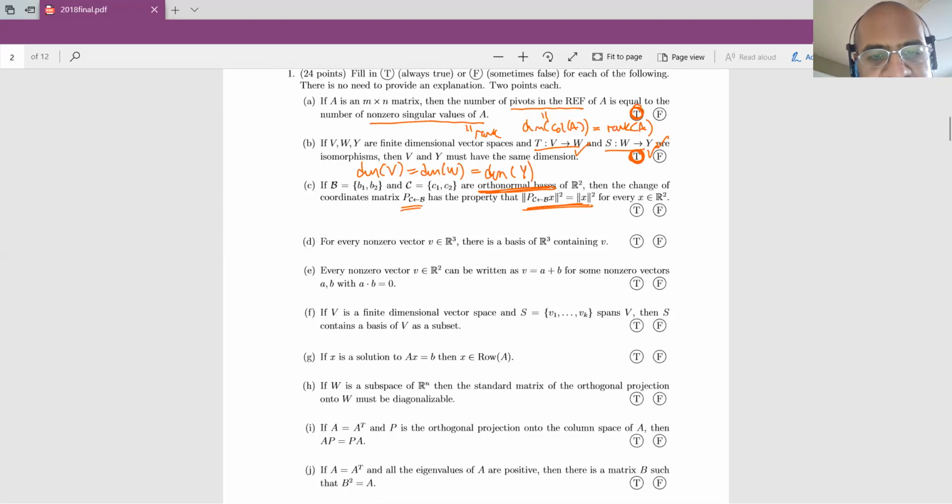Any ideas on how to proceed? How would you calculate this change of coordinates matrix? Does anybody know how to calculate it? Take B and C coordinates as the columns. Okay, that's the formula. So C gets B. This is B1 in C coordinates, B2 in C coordinates.